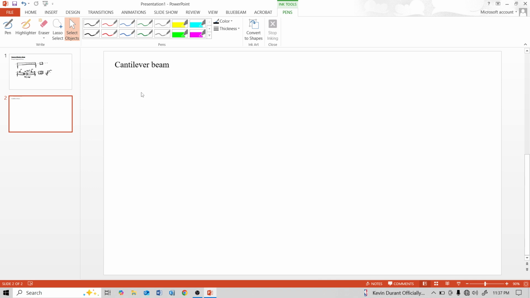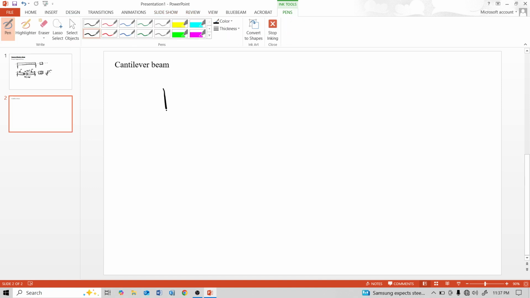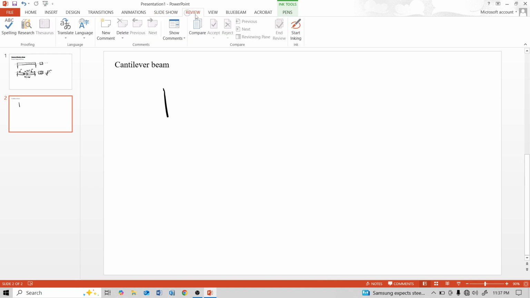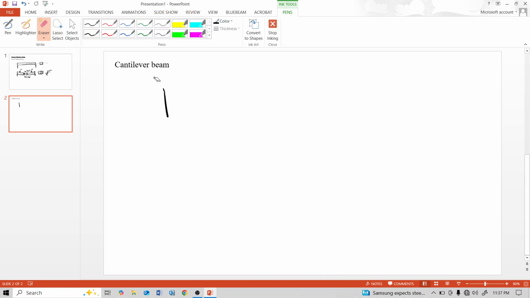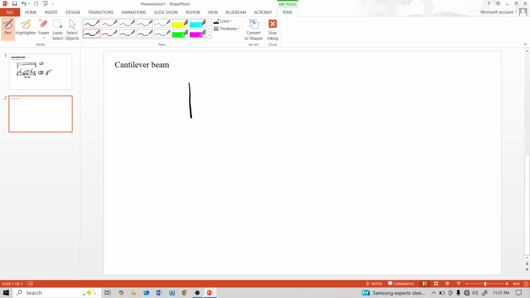Whenever a cantilever beam is loaded, the beam will bend in such a way that it produces tensile stresses in the upper layer and compressive stresses in the lower layer. That means the beam is subjected to hogging bending moment. For that, see, before loading, this cantilever beam is like this.